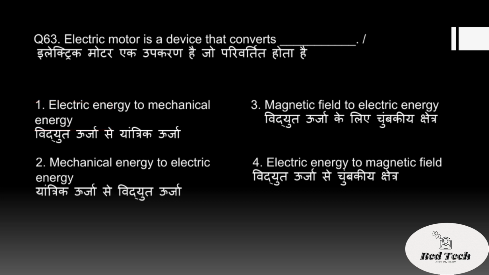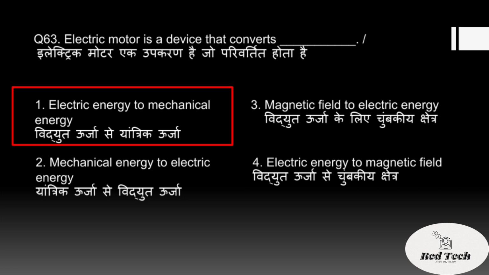Question number 63. An electric motor is a device that converts what type of energy to another energy? Options are: option 1 is electric energy to mechanical energy, option 2 is mechanical energy to electrical energy, option 3 is magnetic field to electric energy, option 4 is electric energy to magnetic field. By pausing the video you can answer this question in 5 seconds. The right answer is option number 1, electric energy to mechanical energy, because you can guess by the name electric motor, which is related to mechanical energy.